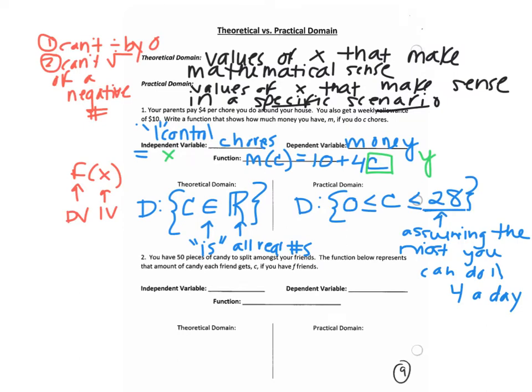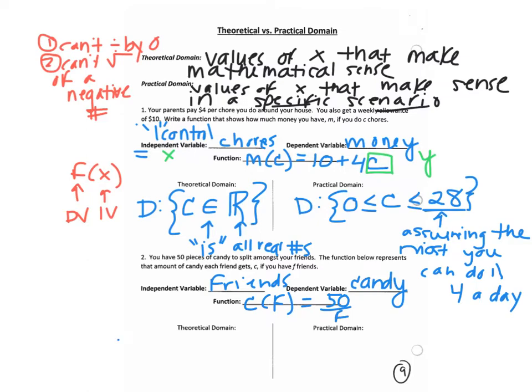All right, so in this next case, you have 50 pieces of candy to split amongst your friends. The function below is going to represent the amount of candy each friend gets, C, if you have F friends. So in this case, what I can control is how many friends I decide to give my candy to. And then how much candy they get is going to depend on how many friends there are. So my function should be C of F. And the way I'm going to decide how much candy each friend gets is I'm going to take how much I have and divide it by how many friends I'm sharing it with.